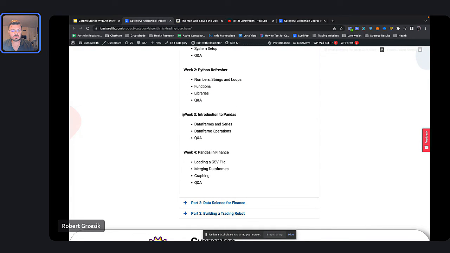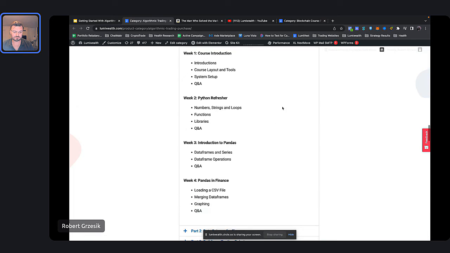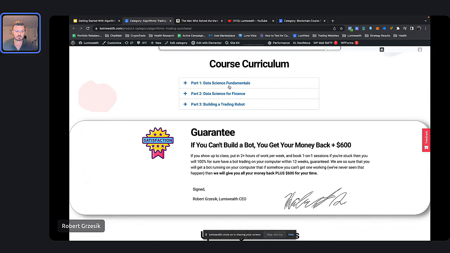Then we're going to get into pandas, right? Pandas is basically a data science library. It helps you download data, analyze it, that sort of thing. So we'll talk about how to use pandas, and then we'll talk about how to apply it to the world of finance, right? How do we get financial data? How do we want to analyze that financial data? How do we graph it out? How do we get it in different technical indicators? All that kind of stuff we'll do in weeks 3 and 4, right? So that's part 1. That's getting your fundamentals down.